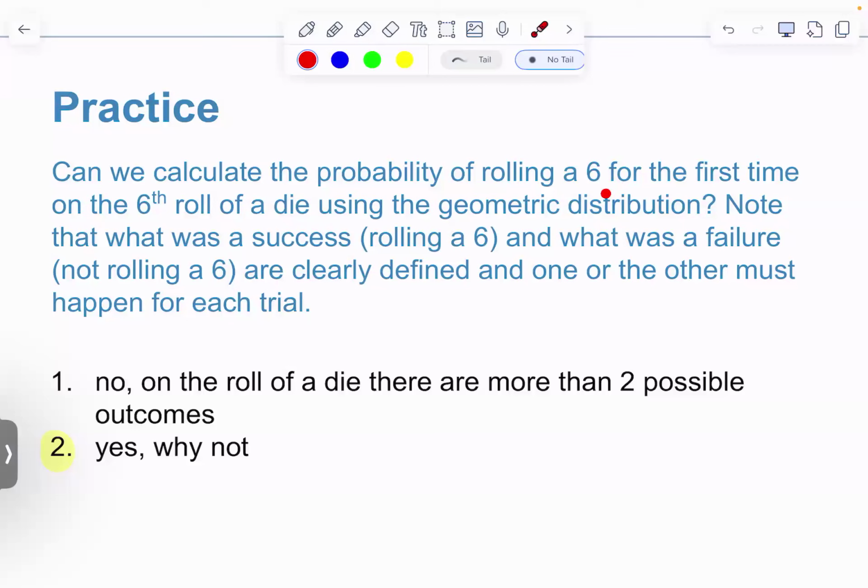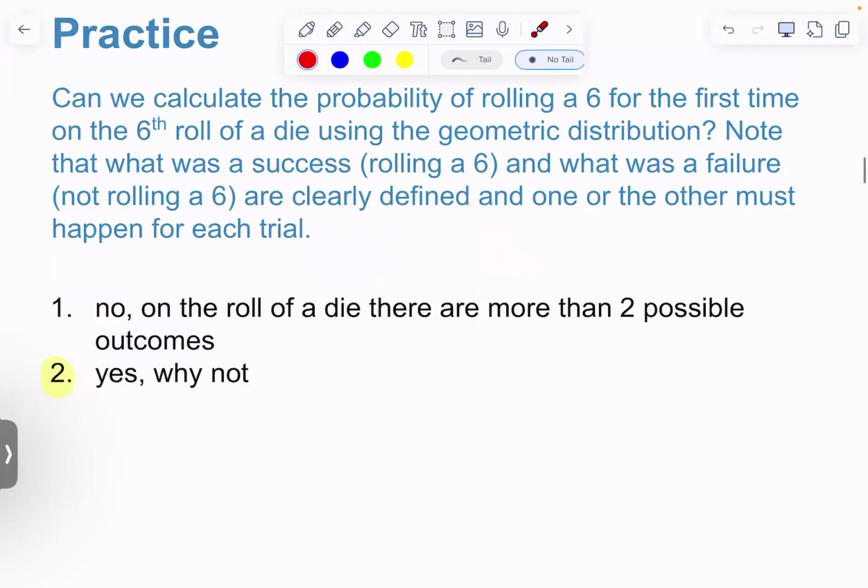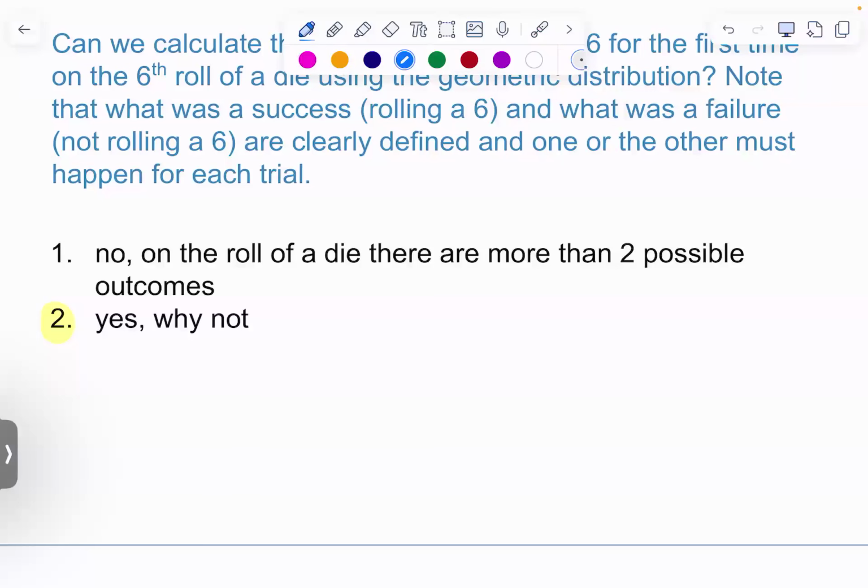Rolling a 6 for the first time on the 6th roll of a die using the geometric distribution. Note that what was a success, rolling a 6, and what was a failure, which is not rolling a 6, are clearly defined, and one or the other must happen for each trial, right? You roll a die and you either get a 6 or you don't. And they're all independent because those probabilities are independent. So of course the answer is yes, why not? Kind of a weird answer, but let's do it.